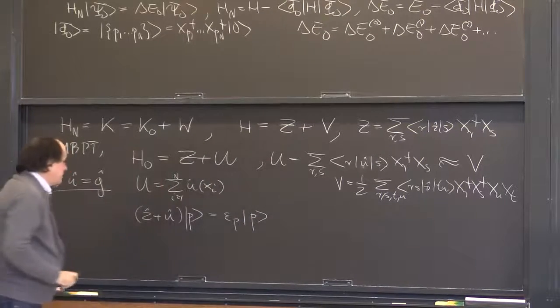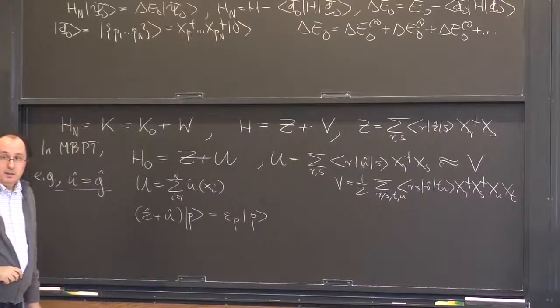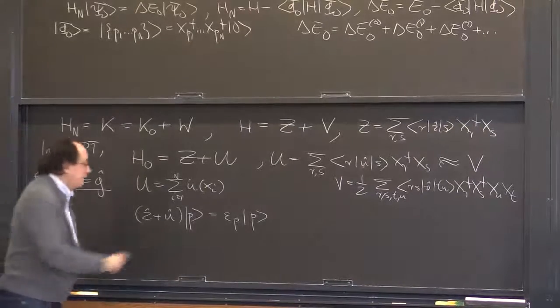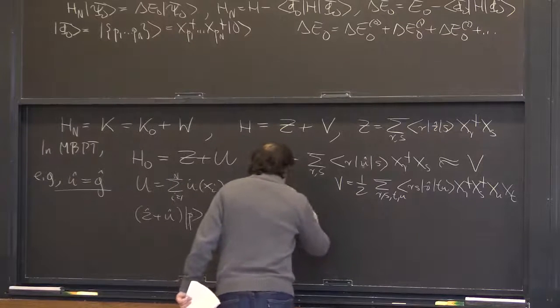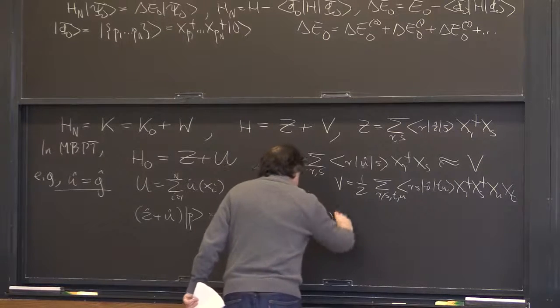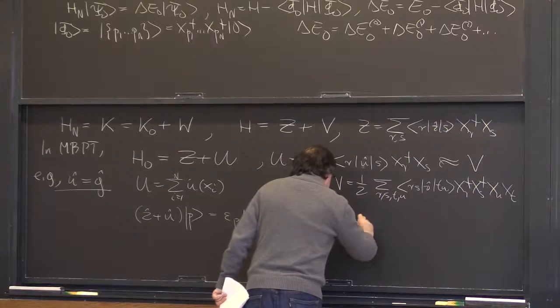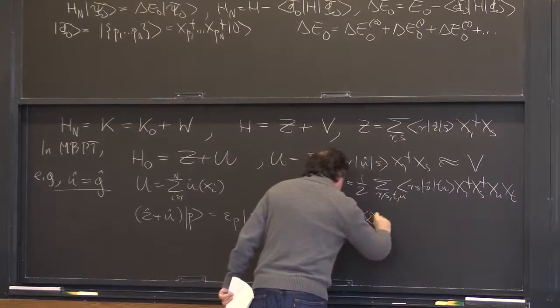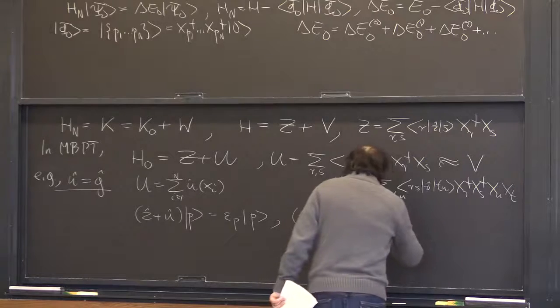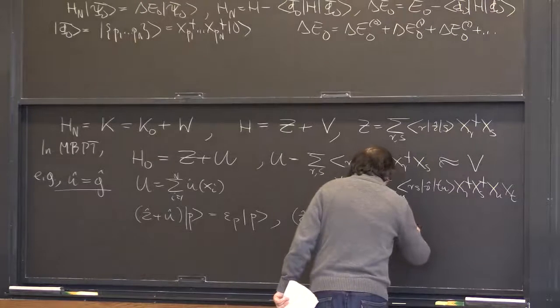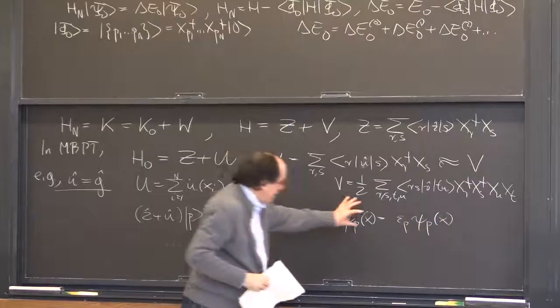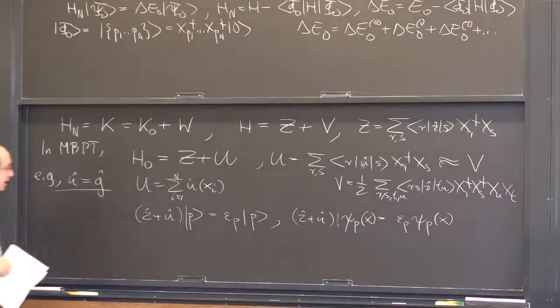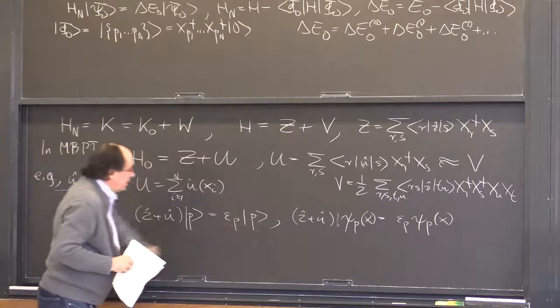This is just assuming that the problem is going to be separable. I will prove it now, so I'm not stating it without a proof. So we have z plus u acting on psi p, I'll write it also here in the first quantized form, gives us epsilon p psi p, where psi p is simply the single spin orbital corresponding to this p here.